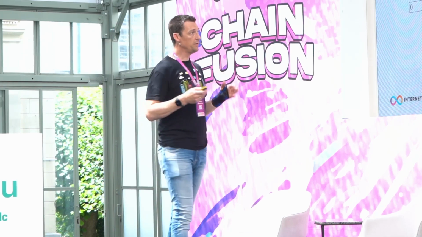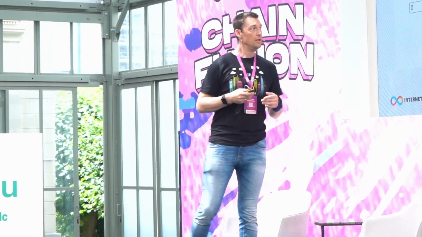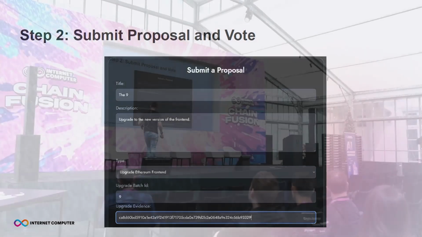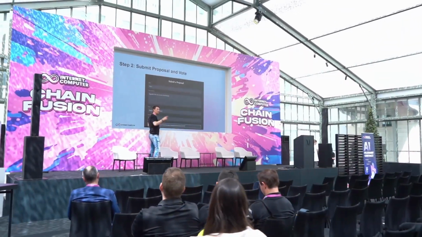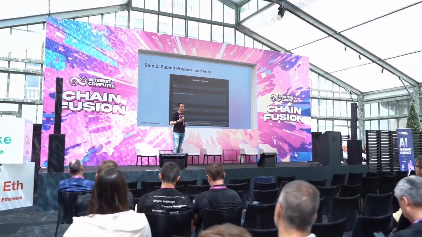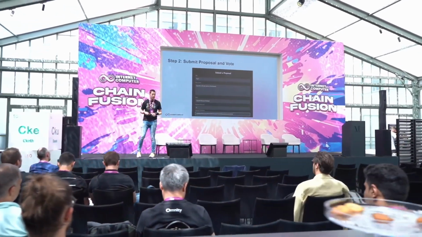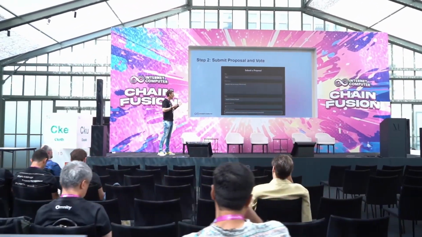Now, once I've done that, I can submit the proposal. Yeah, the front end looks like this. This front end is now fully hosted on the IC, and as you can see, you can give a title, make a description, but very importantly as well, you can enter the evidence from the previous step here in the proposal, so that you can have a clear linkage to this preparation step. And then people can vote.